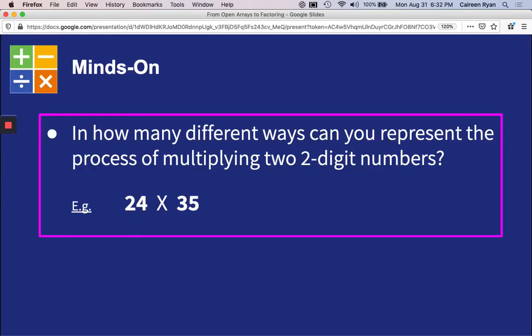Before we proceed, I'd just like you to try a minds on, if you have a moment to stop and try this. In how many different ways can you represent the process of multiplying two two-digit numbers? So for example, 24 times 35. Now there are all kinds of responses that you could get, and I'm not sure what you would get, but here are 4 common ones.